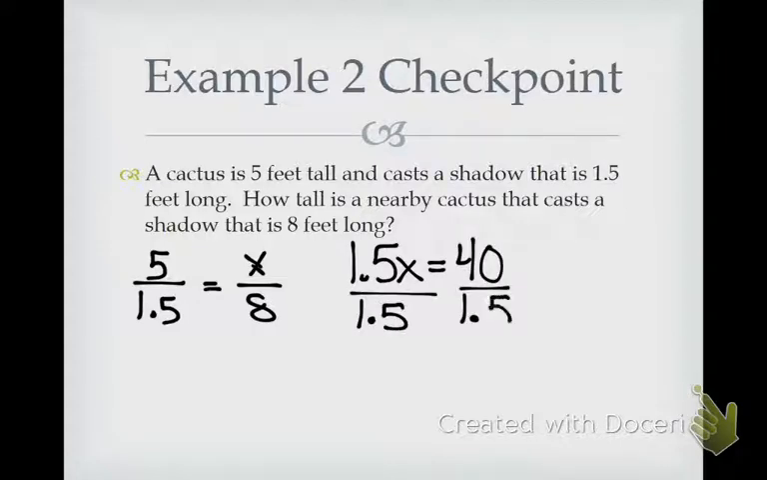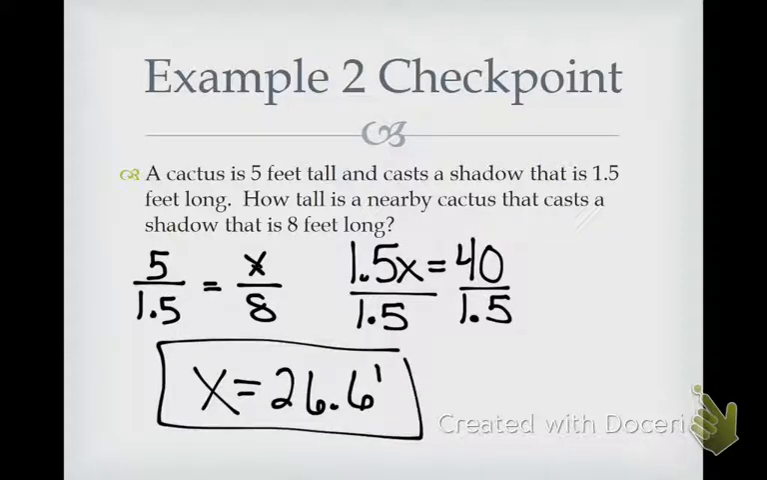Okay, so I did get it right. All right, and x equals 26.6 repeating. And technically that's 26 feet 8 inches, but you could just say 26.6 repeating. That would be fine.